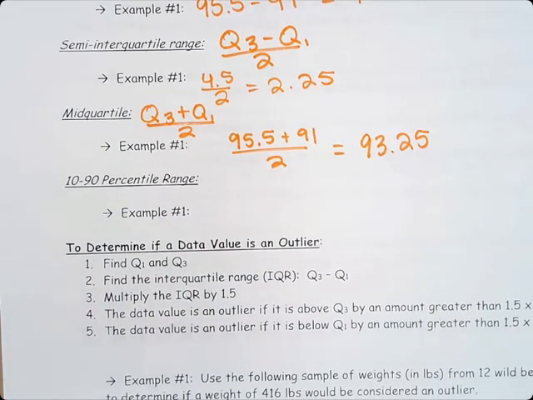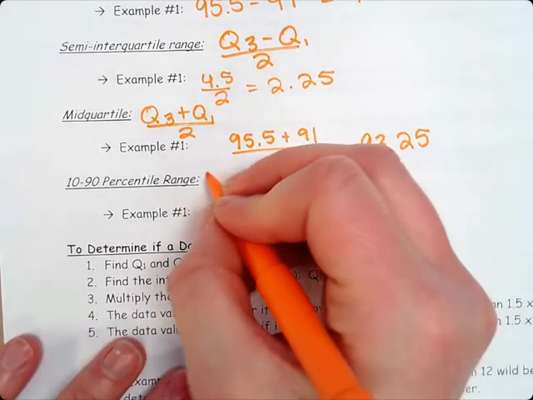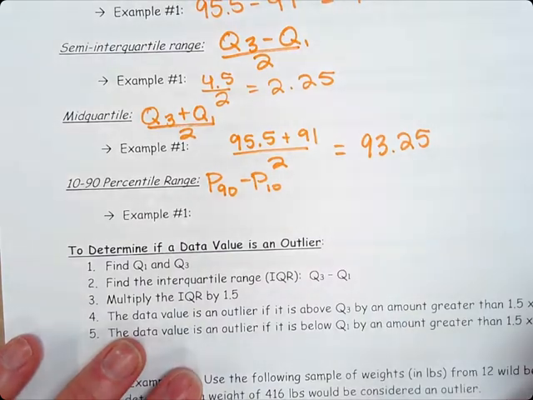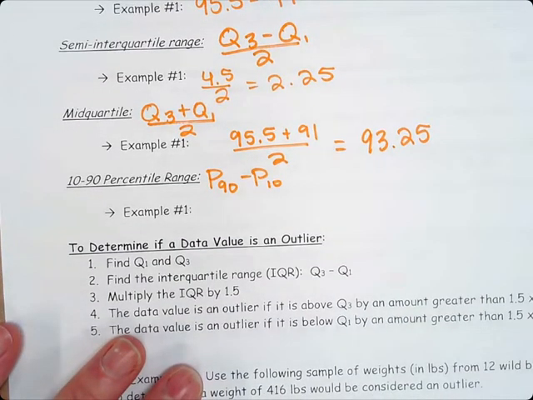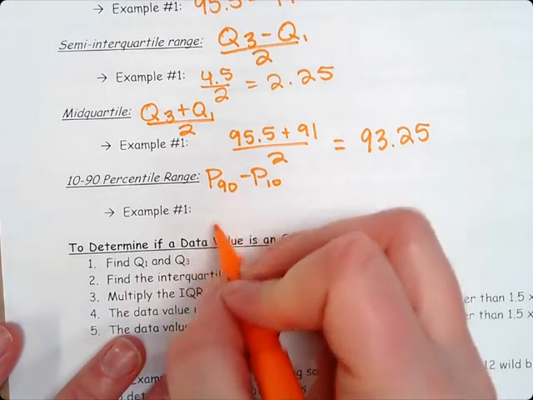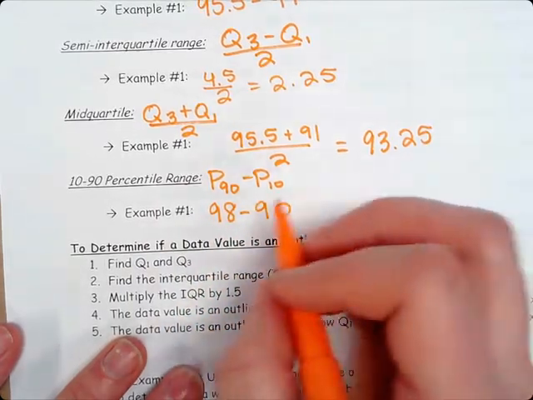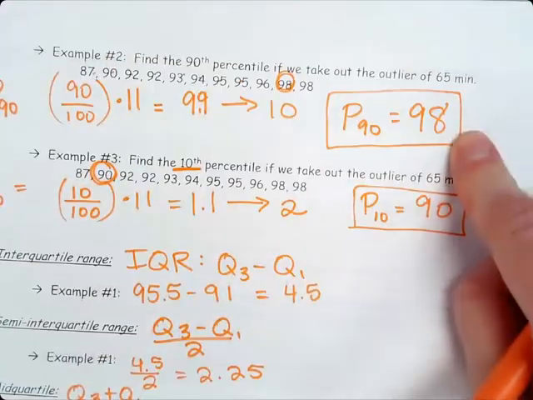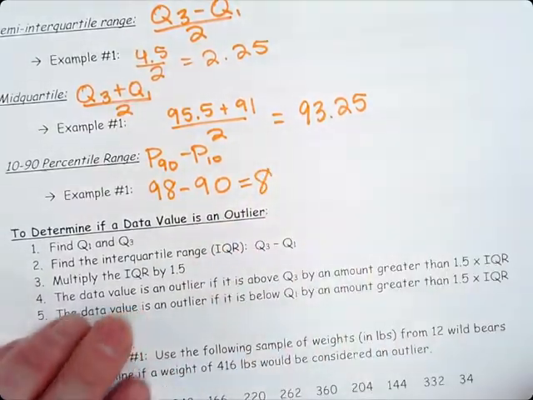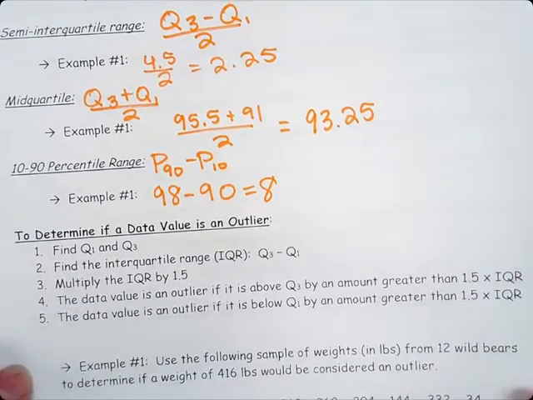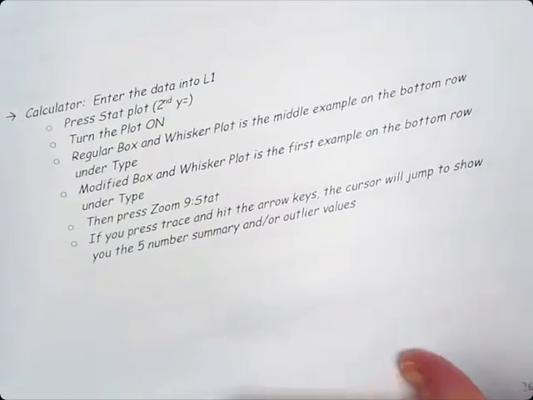And then the 10, 90 percentile range, you're going to take the 90th percentile and subtract the 10th percentile from it. So we would have 98 minus 90, because those were our percentiles. So 98 minus 90 gives us 8. We are going to finish the rest of this tomorrow.